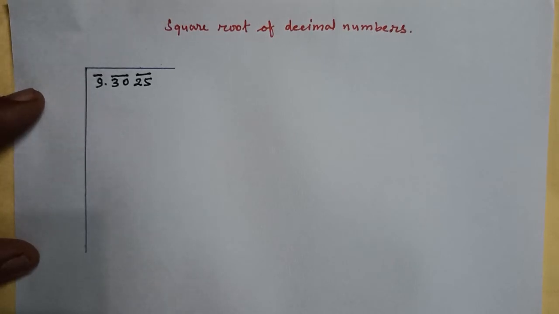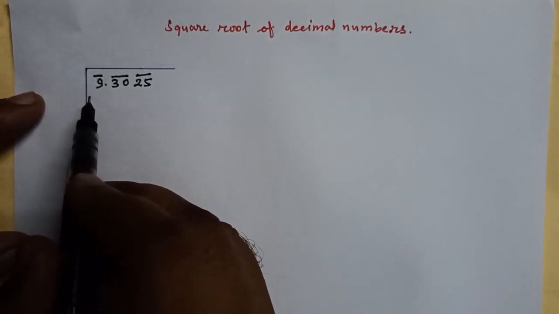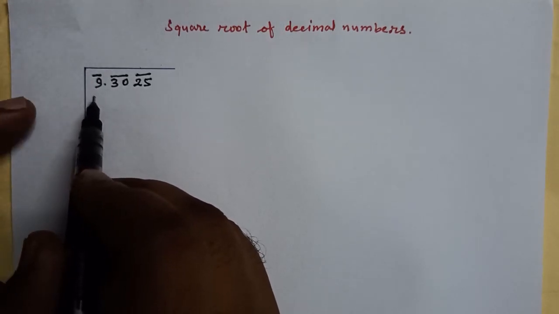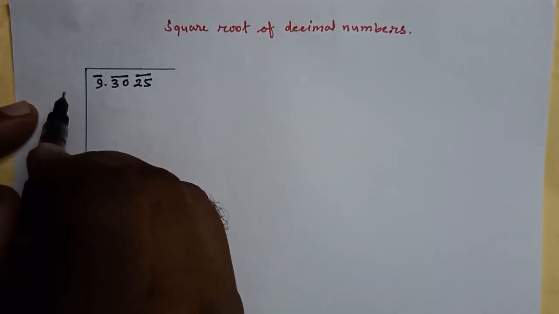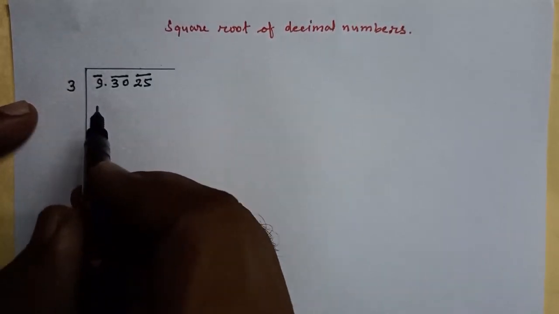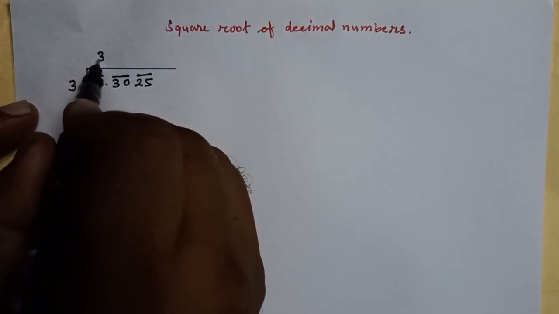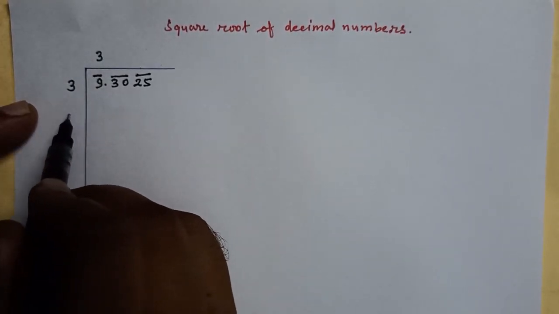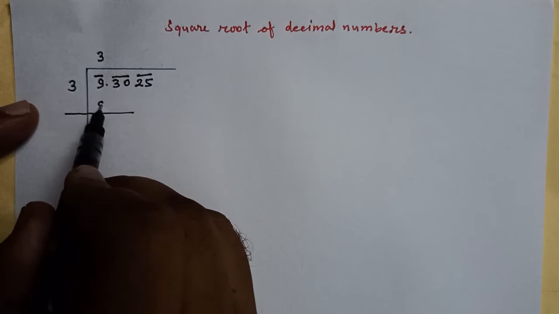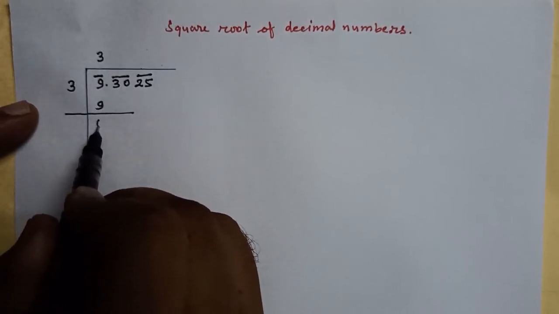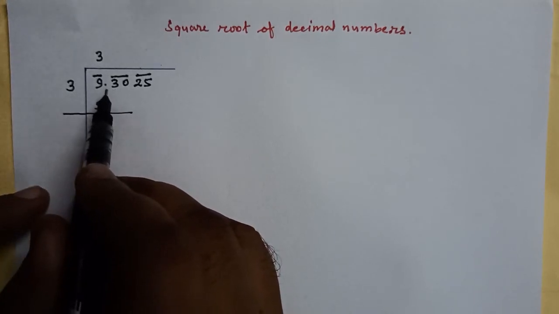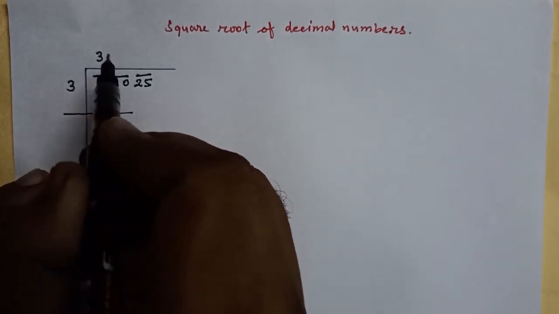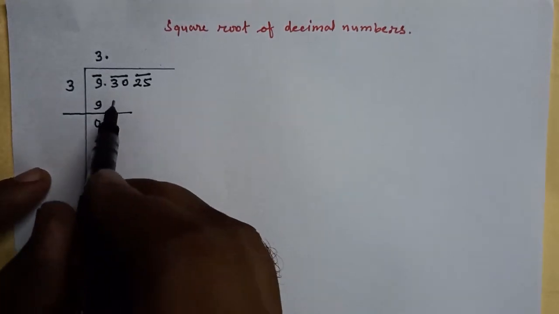Now, find the largest number whose square is less than or equal to 9. 3 square is 9, that is equal to 9. So, divisor 3, quotient 3, 9 divided by 3. 3 3s are 9. Remainder is 0. Next bar is in the decimal part. So, we put the decimal point in the quotient.